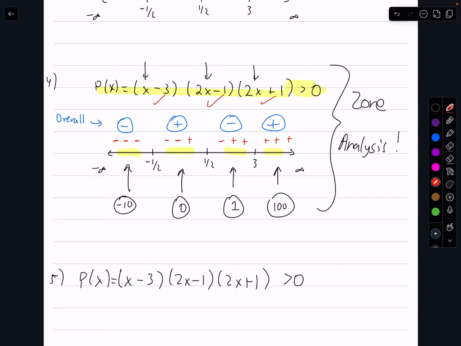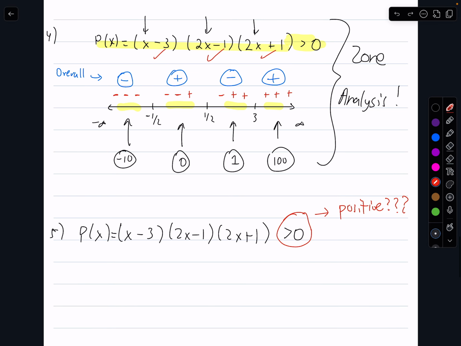the question is asking, is this positive or negative? It's asking, where is this thing positive? Where is it positive? So this is where we got to look at our overall zones to determine, in this zone it's positive and in this zone it's positive. So what are those zones? Those zones are negative a half to a half and 3 to infinity. Those are the zones.